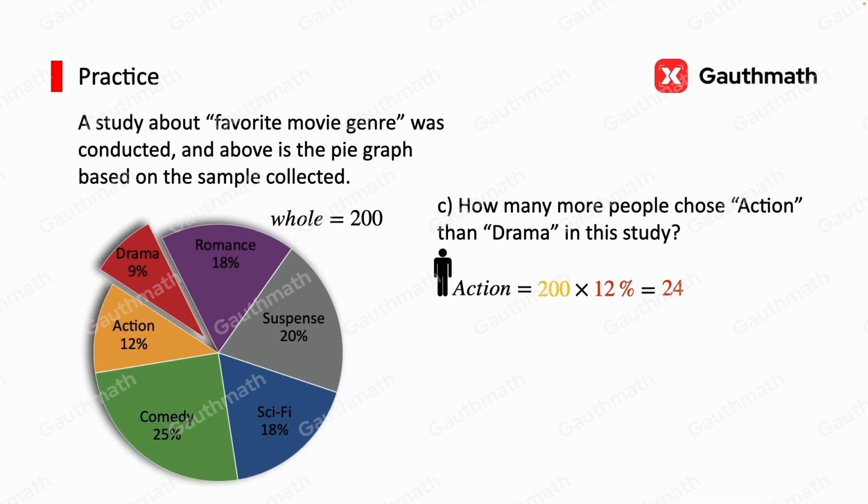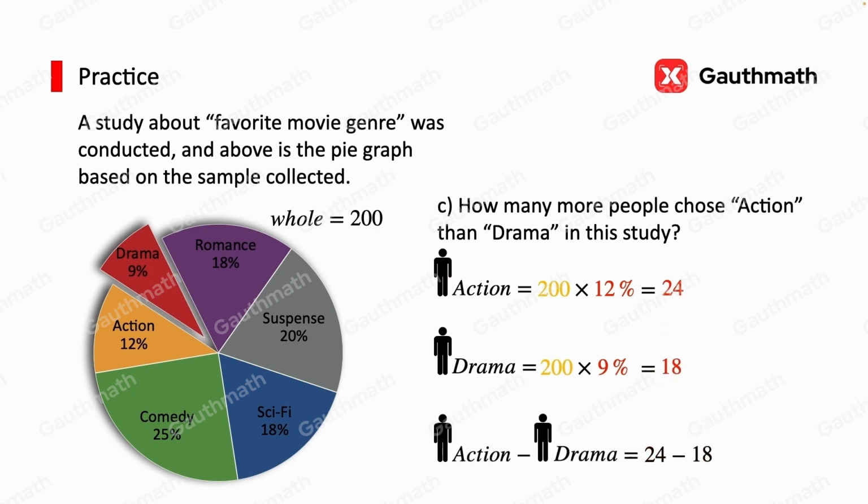As for drama, we have 9% of the sample chose it, and the total number of people is still 200. So the number of people who chose drama is 200 times 9%, and that's 18. And thus, there are 6 more people, 24 minus 18, that chose action than drama.